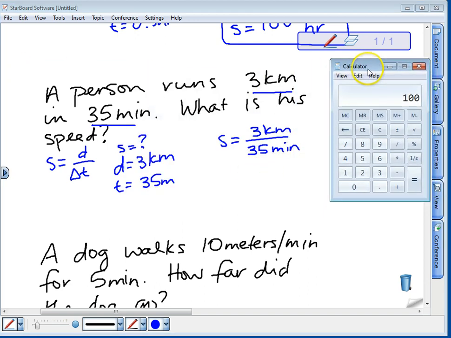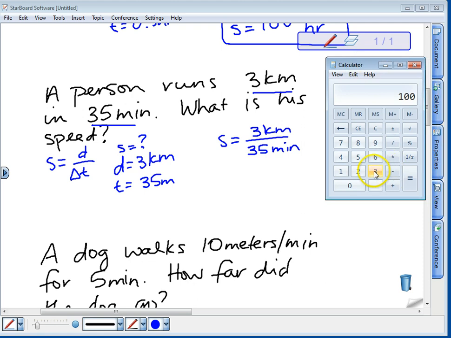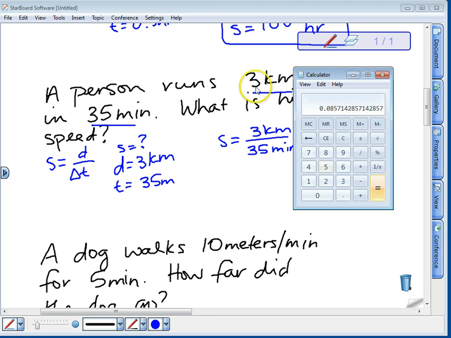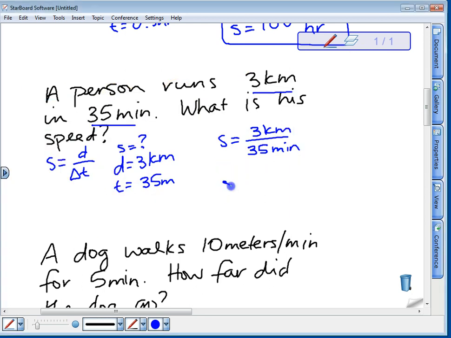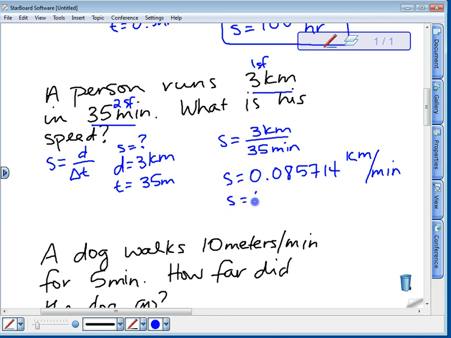Grab my calculator. 3 divided by 35 gives me, my calculator answer would be 0.085714 kilometers per minute. When I look, I've got 1 sig fig here, 2 sig figs here. So that means I need just 1 sig fig in my answer. So my answer in sig figs would be 0.09 kilometers per minute.